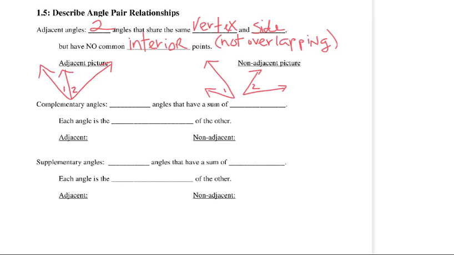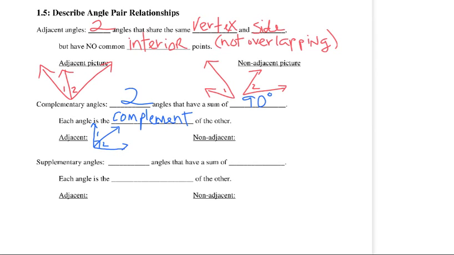So complementary angles are when you have two angles that have a sum of 90 degrees, and each angle is the complement of the other. Okay, so if we have adjacent complementary angles, that means that they would have to add up to be 90 degrees and they have to share a vertex and a side. And this is what your picture would look like.